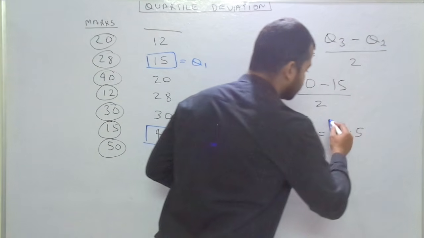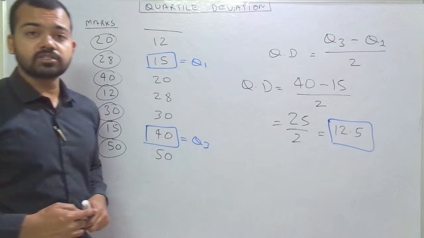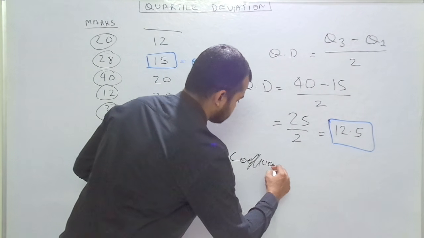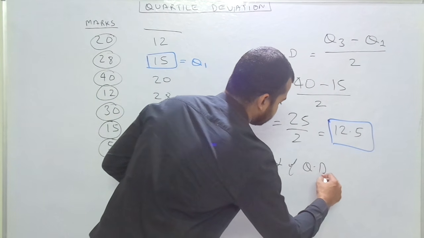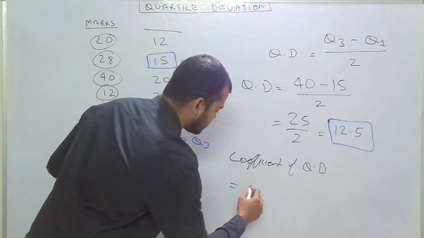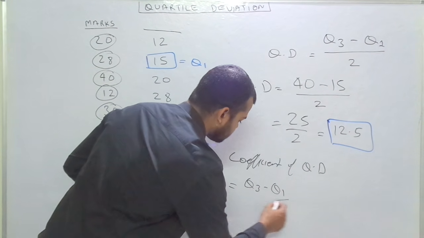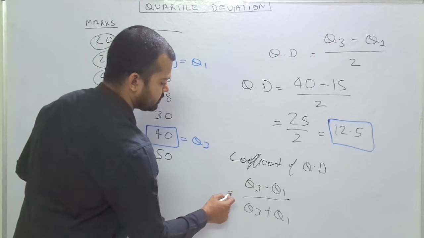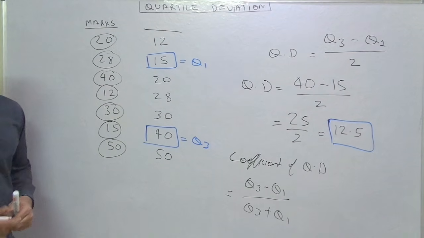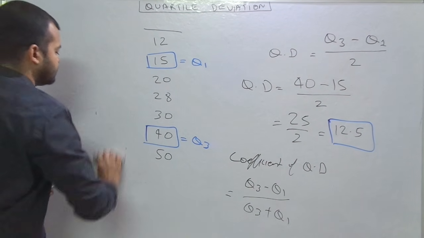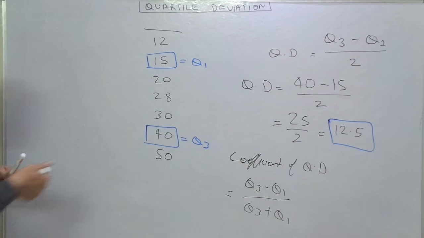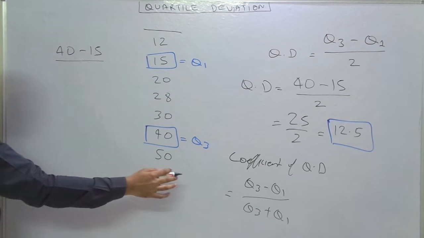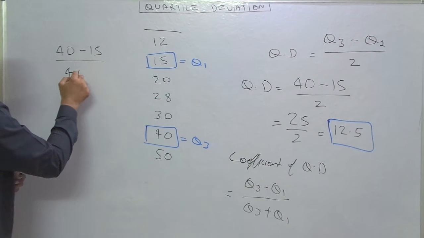Now we have to calculate the coefficient of quartile deviation. The formula for the coefficient of quartile deviation is Q3 minus Q1 divided by Q3 plus Q1. If we put these values in, Q3 minus Q1 means 40 minus 15, divided by Q3 plus Q1, which means 40 plus 15.